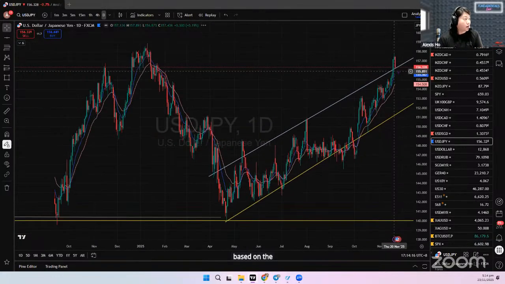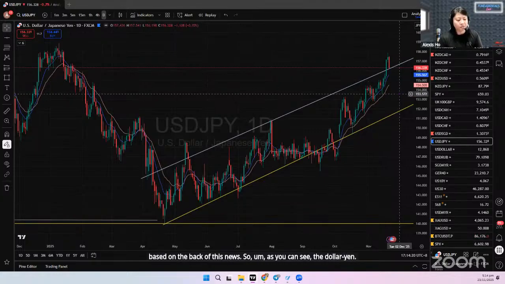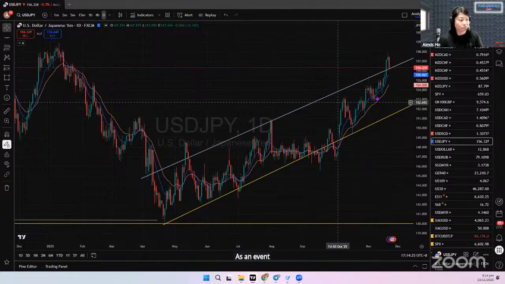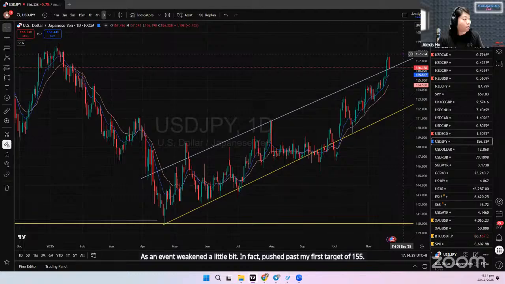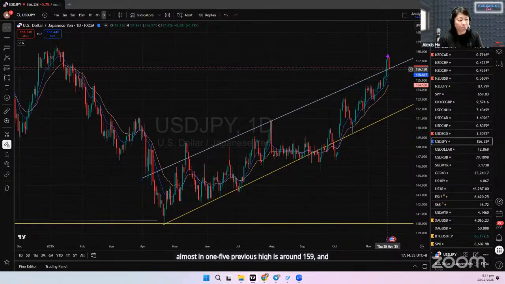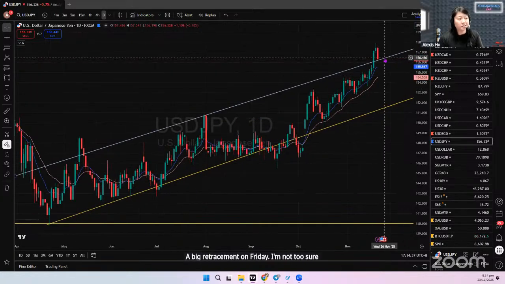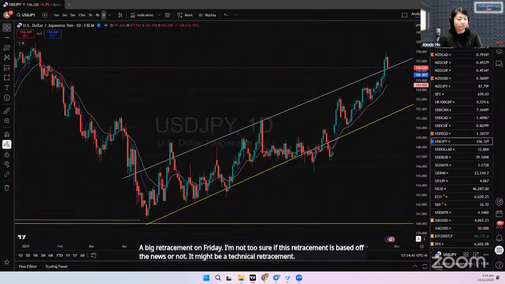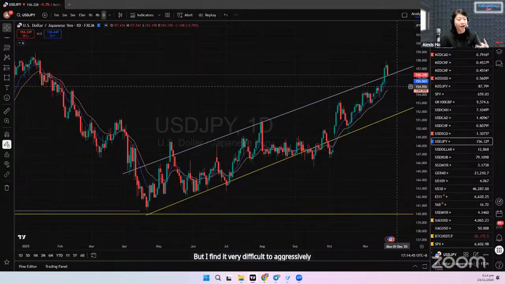So as you can see, the dollar yen, despite the dollar, a lot of people say the dollar is weakening, but dollar yen hasn't even weakened a little bit. It's in fact pushed past my first target of 155, almost hit 158. Previous high is around 159, and then a big retracement on Friday. I'm not too sure if this retracement is based off the news or not. It might be a technical retracement, but I find it very difficult to aggressively sell off the dollar, except short term.